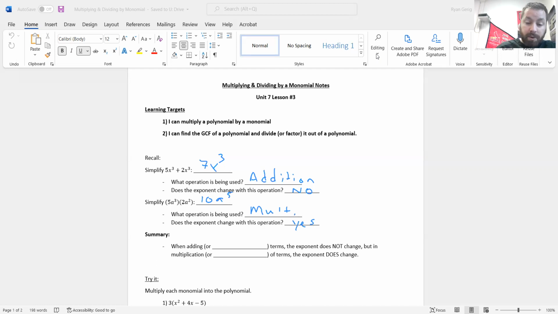Okay. So the summary of what I just talked about is when adding or subtracting, so addition and subtraction are kind of the same, when adding or subtracting terms, the exponent does not change. But in multiplication or division, the exponent does change. Okay. So keep that in mind as we go through this. It's really going to come into play when we move on to the next lesson, but that is a big one. What I just talked about there is big.